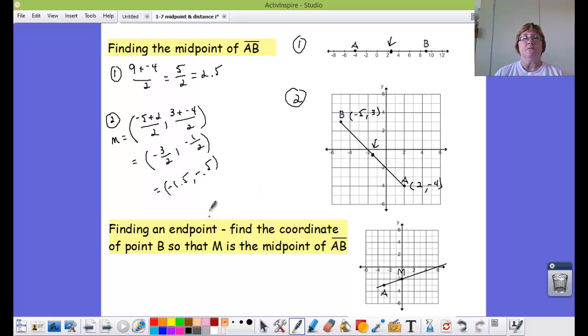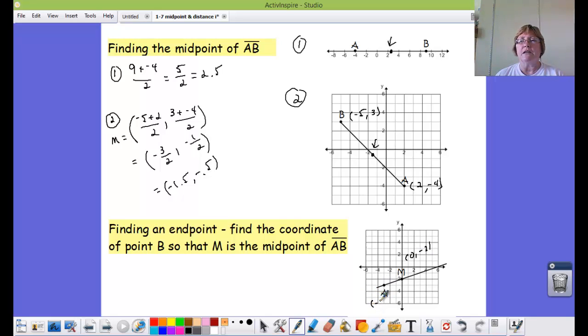Okay, that formula is nice for finding a midpoint. We'd like to give you an example of a little bit of an extension of this idea. This time we know the midpoint. Okay, the midpoint is right here. Actually, I'll put the coordinates there. 0 and -2. Point A is over here at -3, -3.